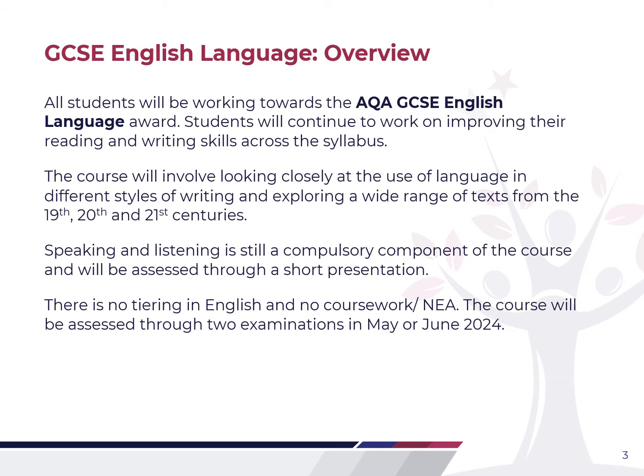All students will be working towards the AQA GCSE English Language Award and they'll continue to build on the work from Key Stage 3 and improving their reading and writing skills. The course looks at a wide range of extracts from different texts from the 19th, 20th and 21st centuries. There's also a speaking and listening component as part of the course, which will be assessed through an in-class short presentation. There's no tiering in English and there's no coursework or non-exam assessment. The course is assessed through two examinations in May or June 2024.